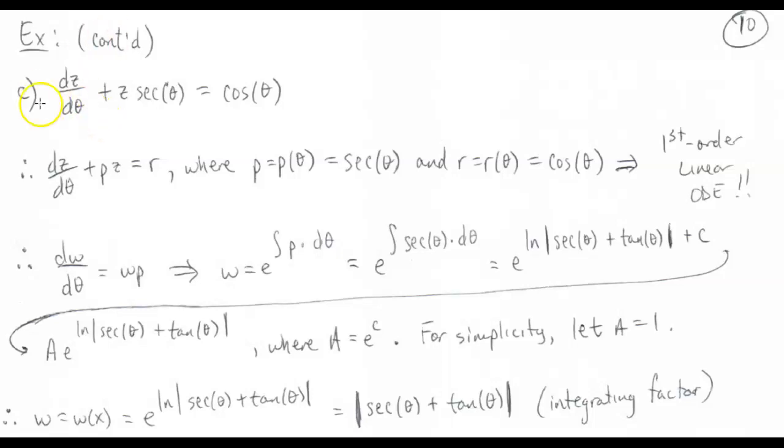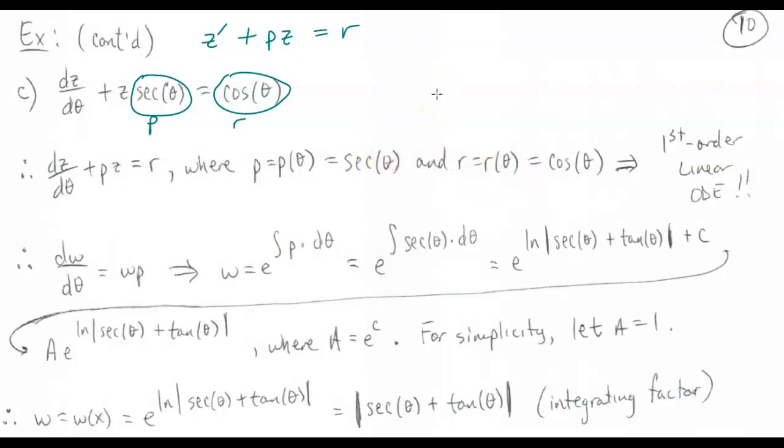So for this example, we see that our ODE is already in first order linear form here. And we know that because this sort of takes on the profile of z prime plus pz equals r. Okay. And in this case, our p is secant and our r here is cosine. Okay. So you see that we have that, so it automatically fits. So we know it's a first order linear ODE.